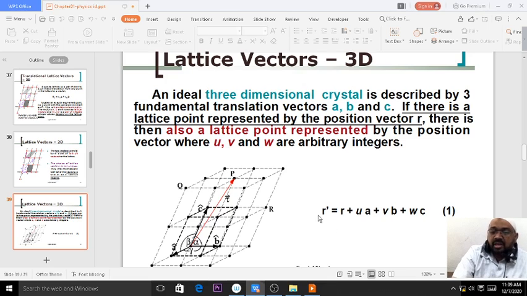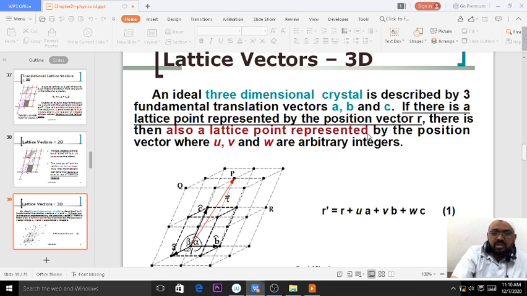So here, we have taken r prime equal to r plus ua plus vb plus wc. What is this, sir? You will understand this aspect from the figure. You just take a point P here, and these are the points A bar, B bar and C bar. So an ideal 3-dimensional crystal is described by 3 fundamental translation vectors, A, B and C. And if there is a lattice point represented by the position vector small r, this small r is nothing but a position vector.